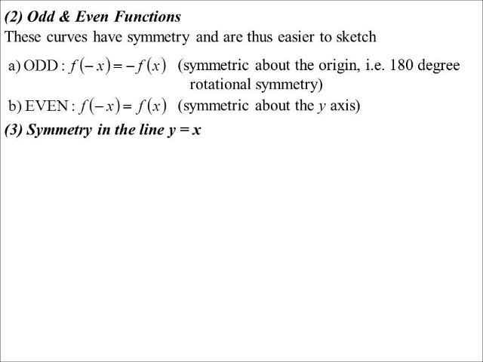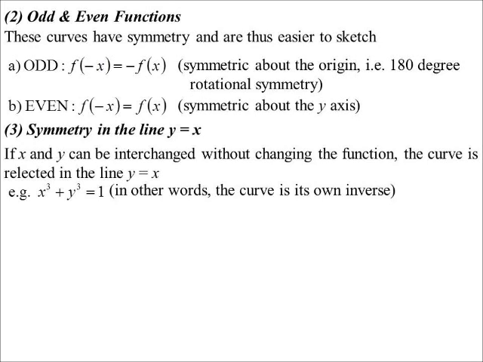When we're dealing with inverse functions, you might remember we talked about symmetry in the line y equals x. If it was its own inverse, so you could swap the x and y's around, then it was symmetric in the line y equals x. So swap the x and y's around, you get the same thing. So something like x cubed plus y cubed equals 1 would be an example of that. So I swap the x and y's around, I'm going to have y cubed plus x cubed is 1. Same thing. So we would have symmetry in y equals x.